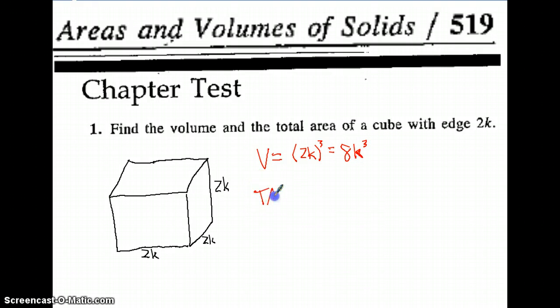Alright, and total area, we talked about this before. On a cube, it's just 6 of these squares. And the squares are 2k by 2k. There's a nice k. And I gotta square the 2 and I gotta square the k. So that makes a total of 24k squared.